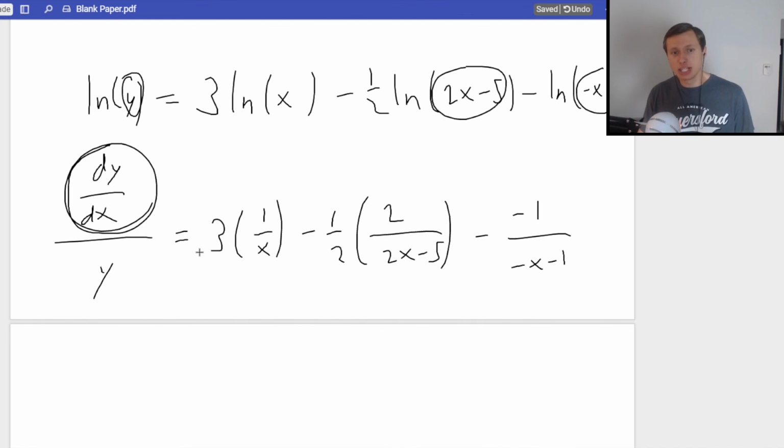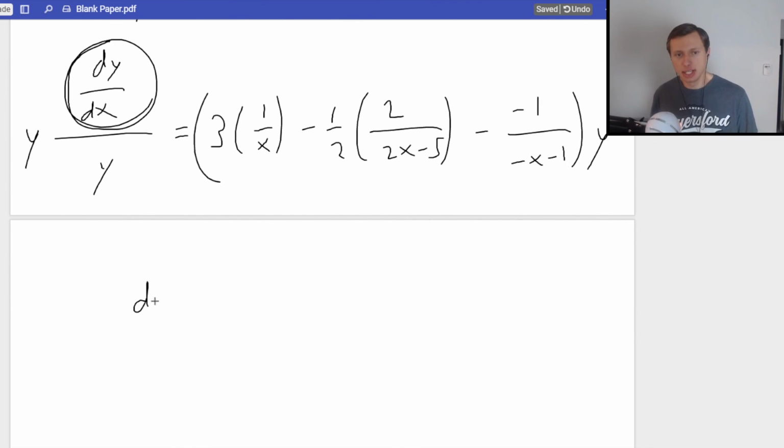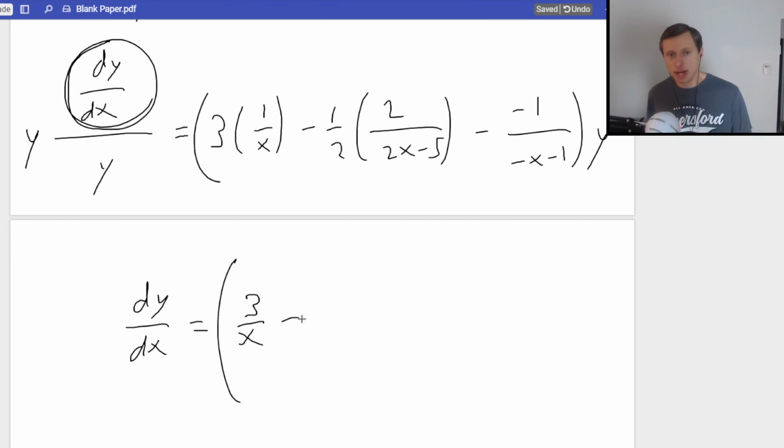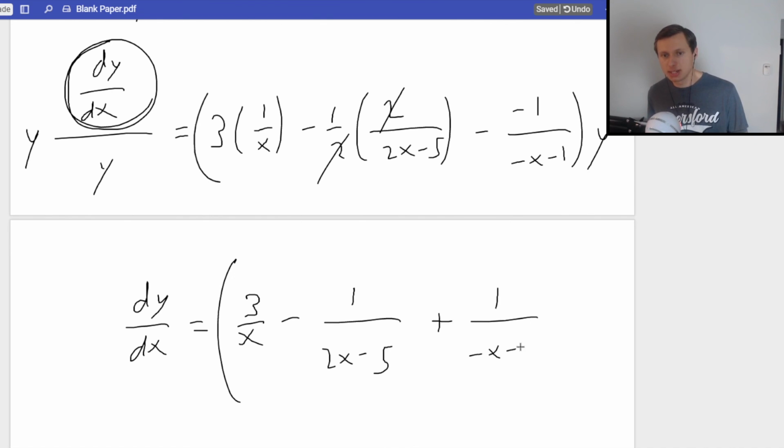Okay, and now the last thing we're going to do, multiply both sides by y. So when we do that, I'm going to get dy dx on the left. On the right, 3 times 1 over x is just 3 over x. Also, I need a huge parenthesis here. So 3 over x minus this 2 cancels with that 2, leaving us with 1 over 2x minus 5 there. And then finally, as I said earlier, these 2 minus signs cancel out. It's going to be plus 1 over negative x minus 1, close parenthesis times y.